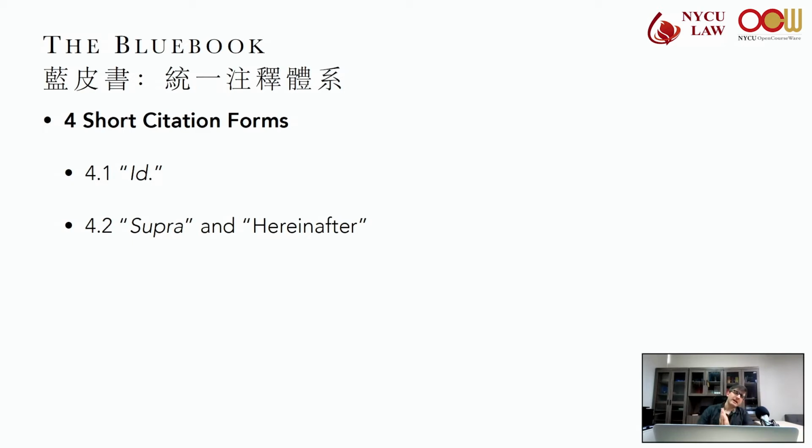So again, id. can't be used when the previous footnote has two citations. This would be ambiguous. Are we referring to the first source, the second source, or the third source? So we can't use id. if the previous footnote has two or more sources. So this is footnote 16. We can see that we have what looks like three different sources.